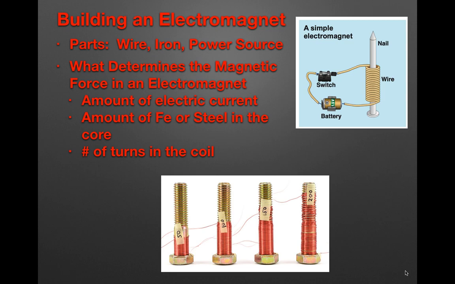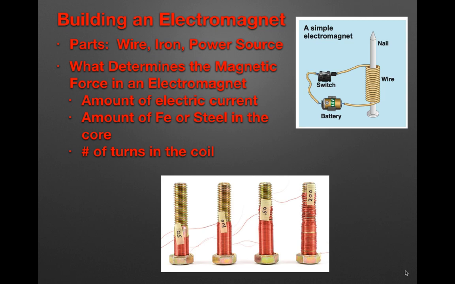And finally, something we haven't talked about yet is how many turns are in the coil. In the picture on the bottom here, they have 50, 100, 150, and 200. The more turns I put on that electromagnet, the stronger the electromagnet's going to be.